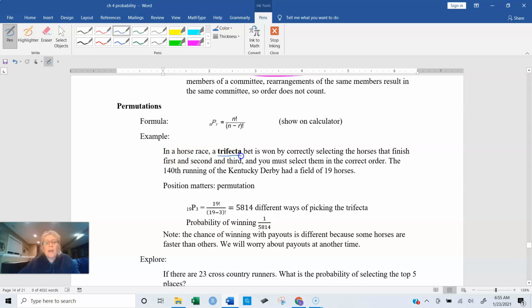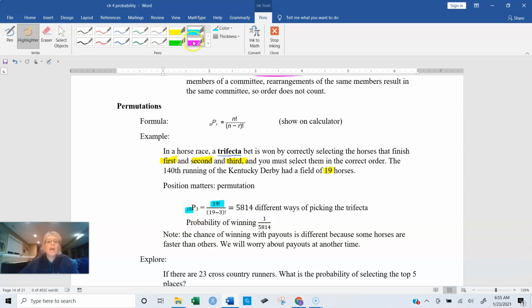Trifecta is won by selecting the correct horse that finishes first, second, and third. So I have a position, first, second, and third, and I have to choose them in the correct order. All right, the 140th running of the Kentucky Derby, there were 19 horses. So I had 19 horses to choose from if I was going to bet. So that's where the 19 factorial is, and that's 19 here because I'm choosing 19 of them.